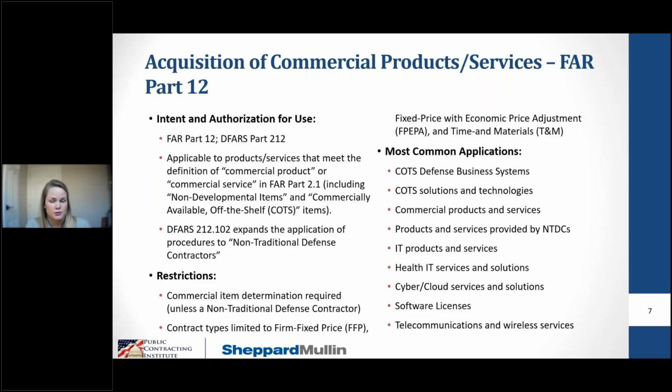Similar to GSA Schedules, cost type procurements are not allowed. We're again really only dealing with fixed price and time and material contracts. But if you can meet all these requirements, then you not only can take advantage of that streamlined acquisition and the shorter procurement times, but also, again, fewer mandatory FAR and DFARS clauses for commercial contractors as well.